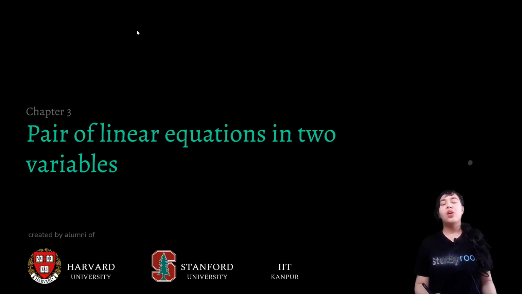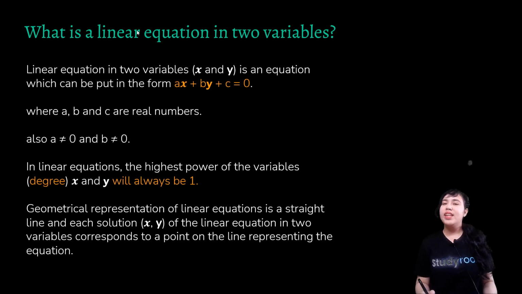So today we will be doing chapter 3, which is pair of linear equations in two variables. So let's see, what does it mean after all when we say that we are talking about a linear equation in two variables. So let's revise some algebraic concepts before we move on to the main theory of this topic.